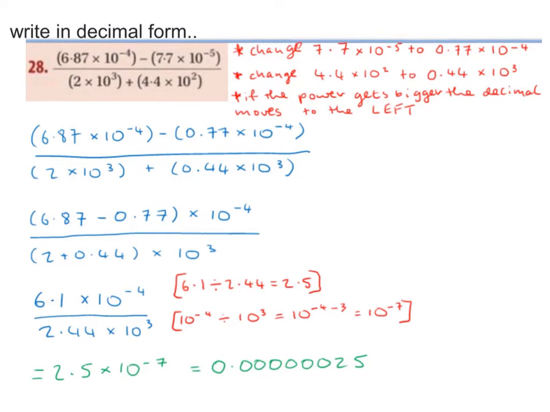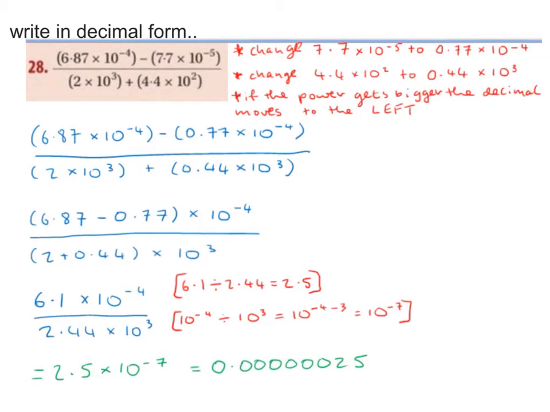Write in decimal form: 6.87 times 10 to the power minus 4 minus 7.7 times 10 to the power minus 5, divided by 2 times 10 to the power 3 plus 4.4 times 10 to the power 2.